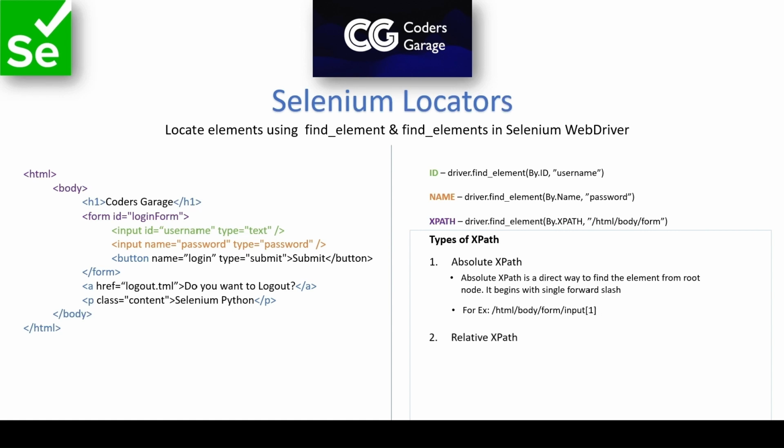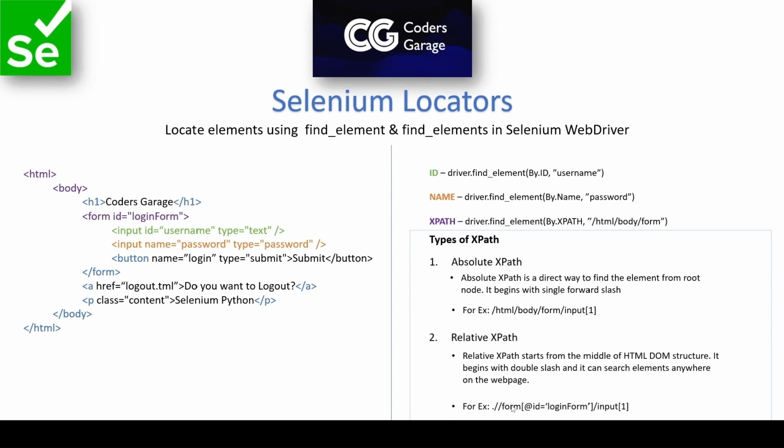Next one is relative XPath. Relative XPath starts with a double forward slash. It begins the search from the middle of the HTML DOM, and it can search elements anywhere on the web page. Relative XPath is most preferable when compared to absolute XPath.